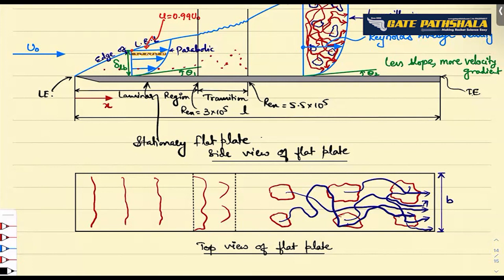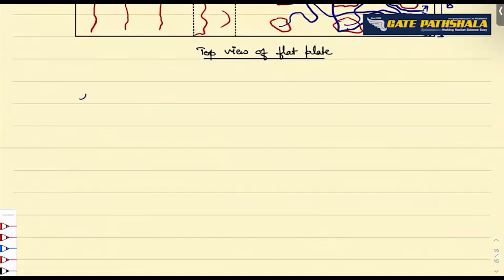Here B that is shown is the width of the plate and L is the length of the plate. Right, L is the length of the plate and B is the width of the plate.